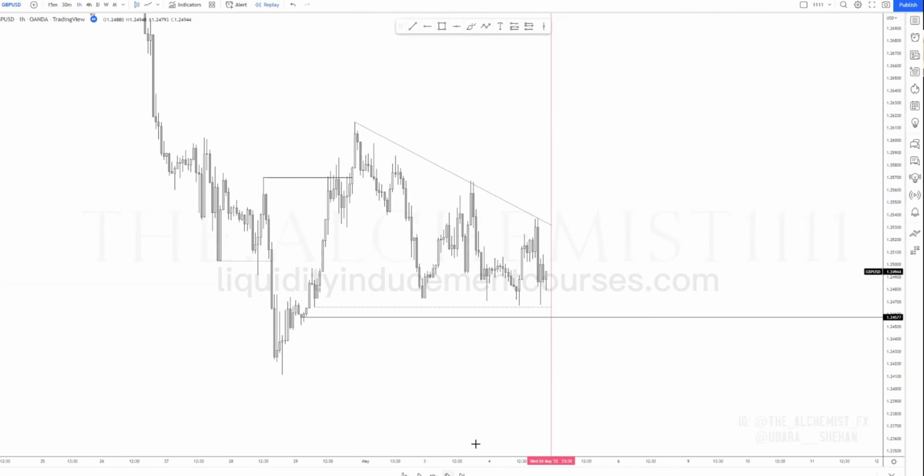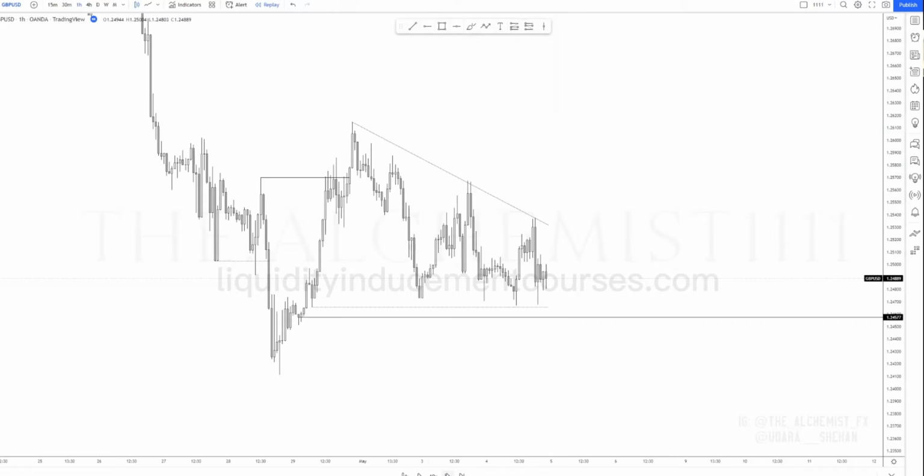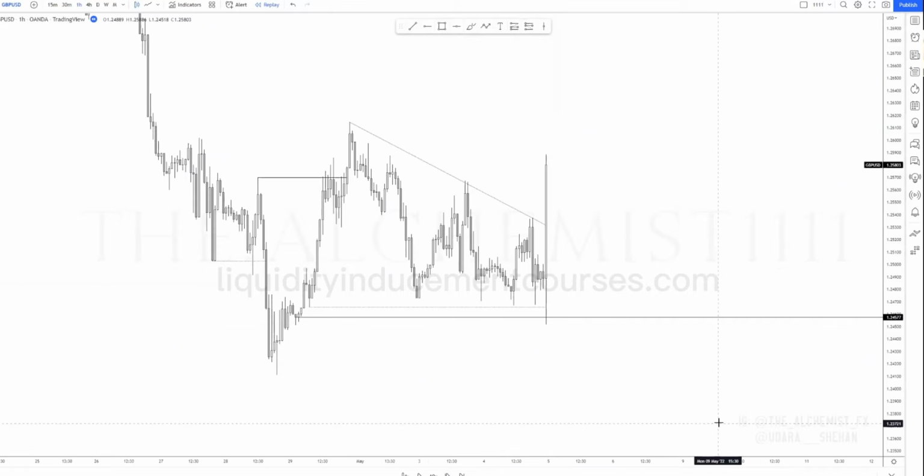What happens now in the next hour? News comes and then boom, there it goes. See that? Stopped out everyone. Where did it tap into? Now you see where it tapped into, right? Is this just a random 1 hour support or rejection block? No, it's a daily level. Okay, it's a daily level.